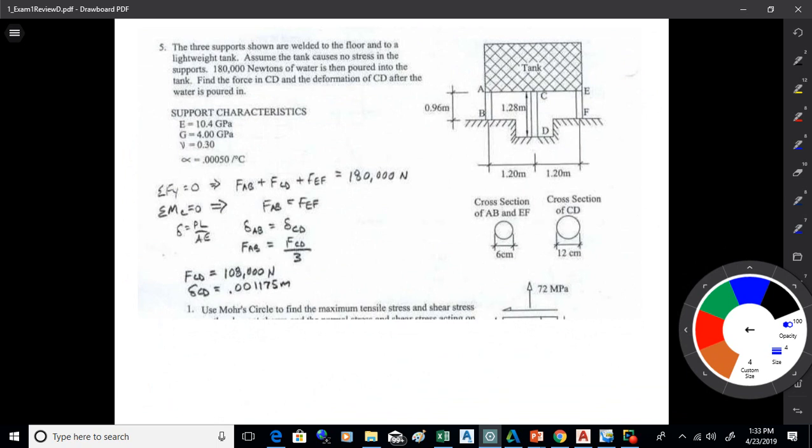Okay, three supports welded to the floor into a lightweight tank. No stress in the supports. This is on the back side, page 2 if you're online. 180,000 newtons of water is then poured into the tank. Find the force in that central post there, CD, and the deformation of CD after the water is poured in. So that one, you're going to have to use a little bit of strengths to get that figured out. Okay.